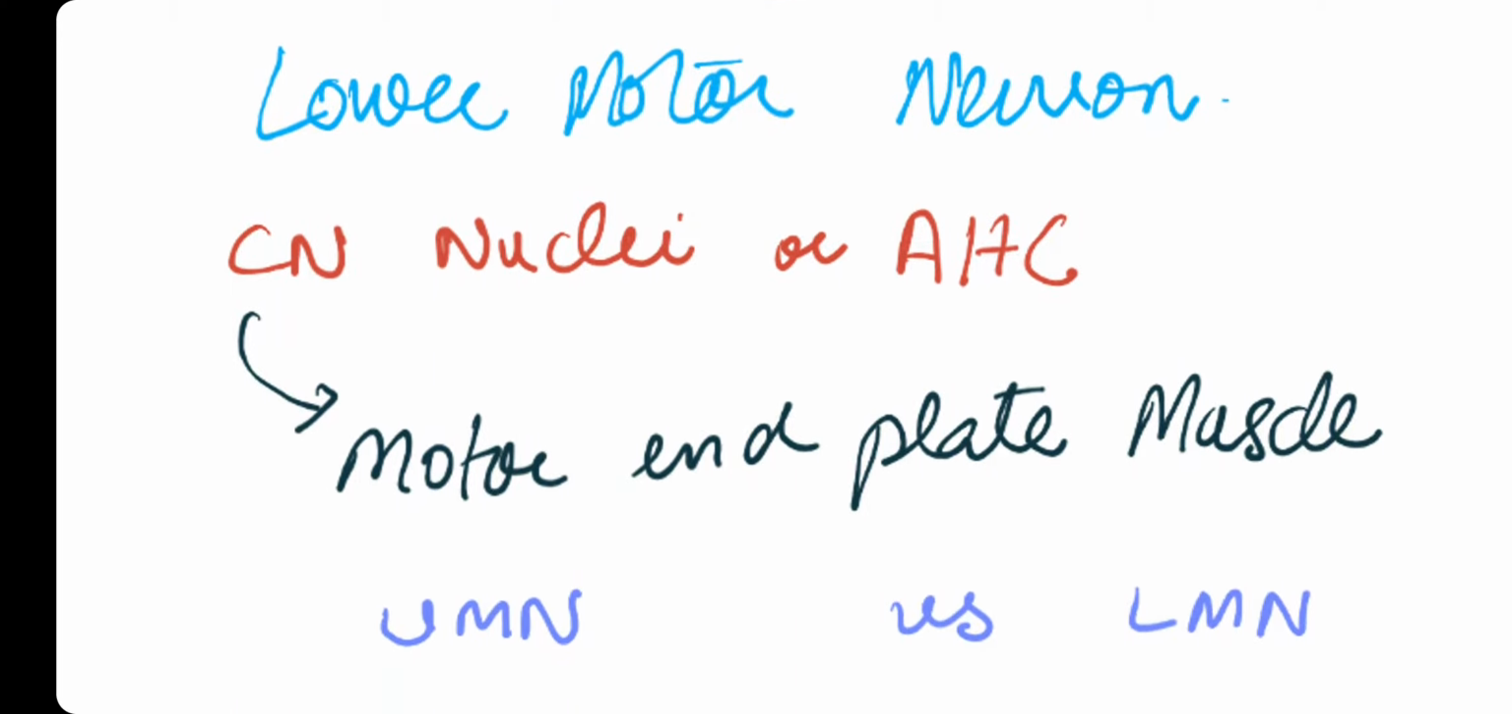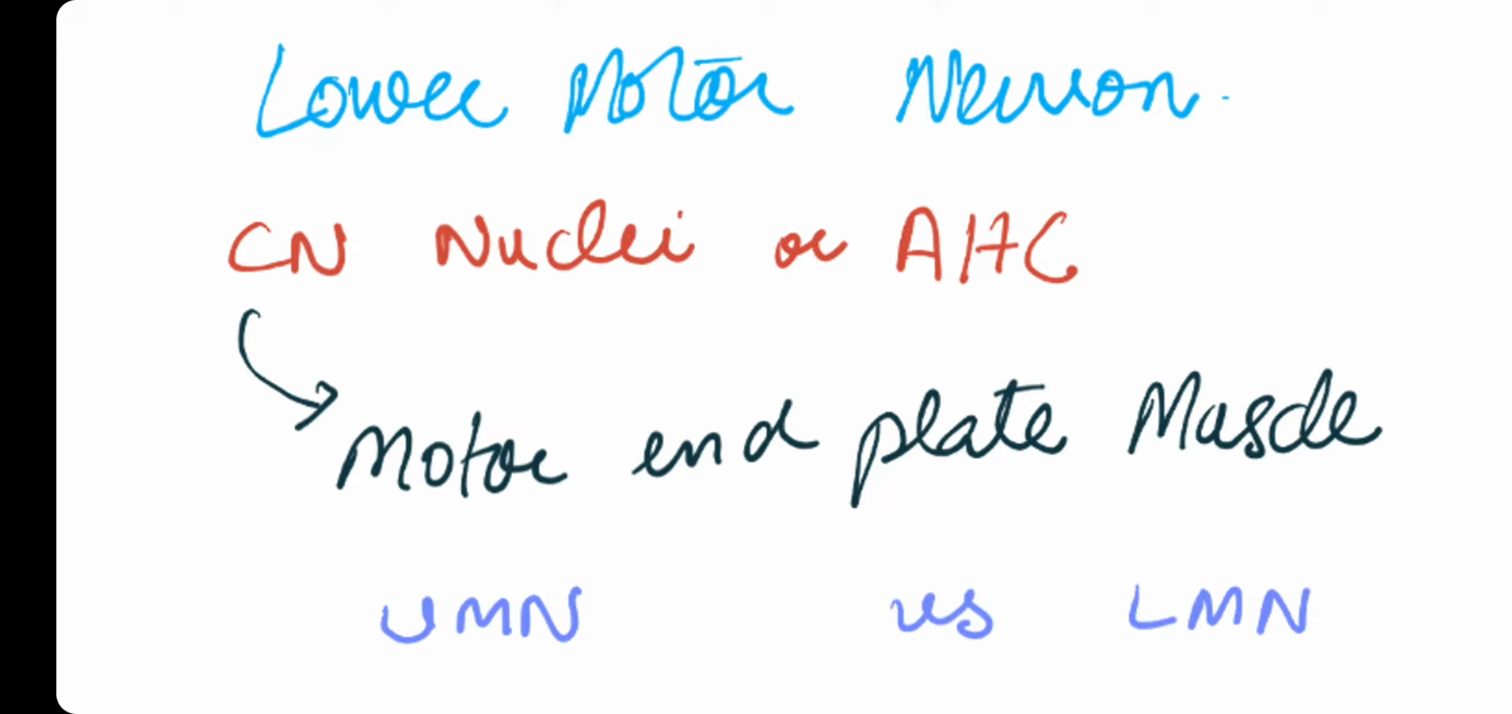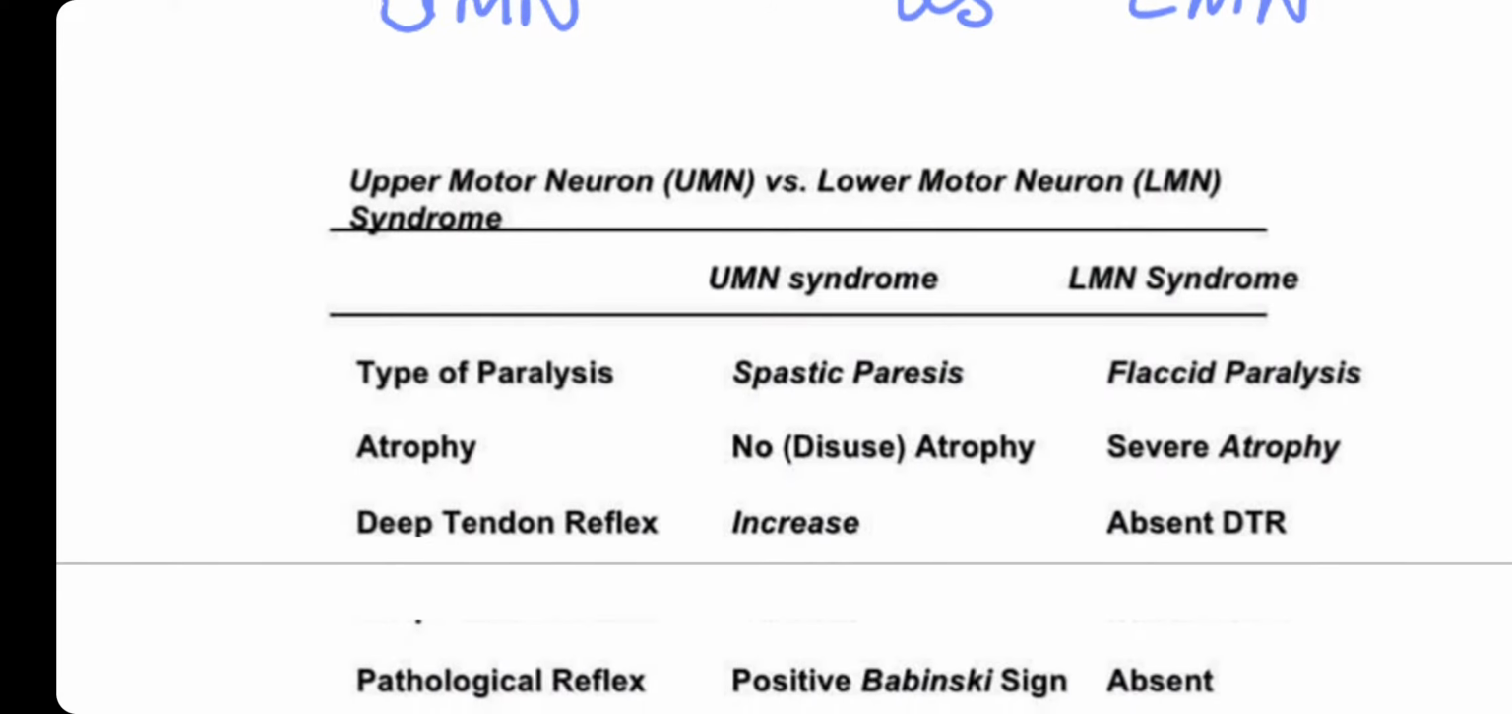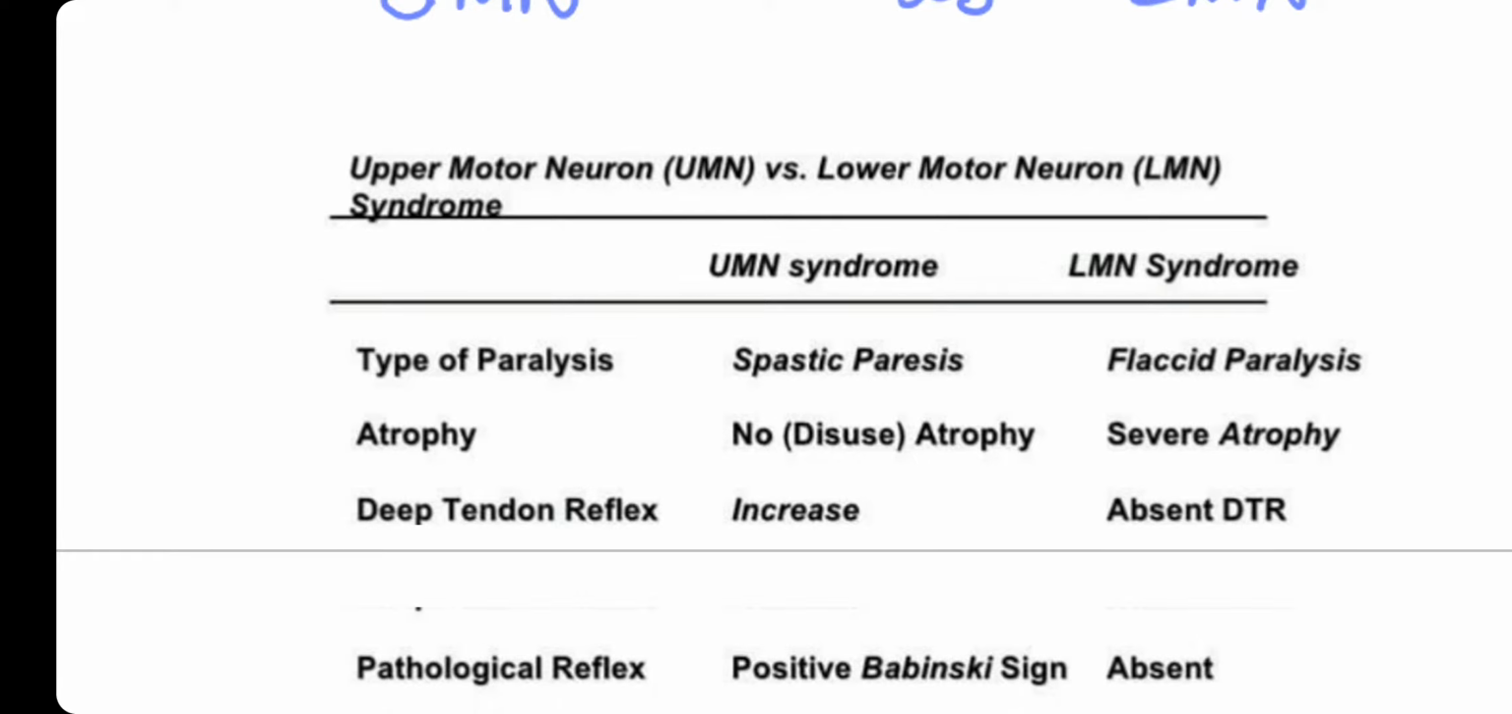The lower motor neurons start from exactly where the upper motor neurons ended. They start from the cranial nerve nuclei or the anterior horn cells and go to the motor end plate of the muscles. There are some pertinent differences which are very helpful clinically to differentiate between upper motor neuron lesions and lower motor neuron lesions. Let's briefly go through them.